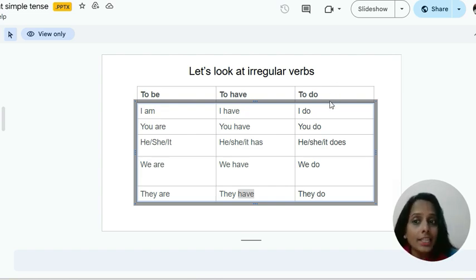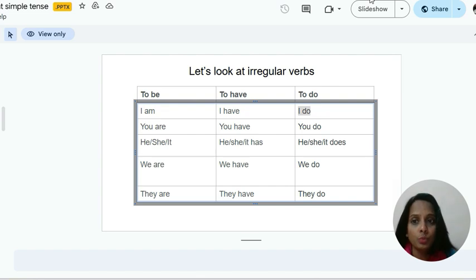Okay, finally, let's look at to do. To do, if you see, it's I do, you do, he, she, or it does, we do, and finally, they do. So I do. Use do when talking about yourself in a normal statement or question. So this verb to do itself, we use it in terms of questions or negatives. Example, I do my homework. Do I need a ticket? So these are some examples for I do.